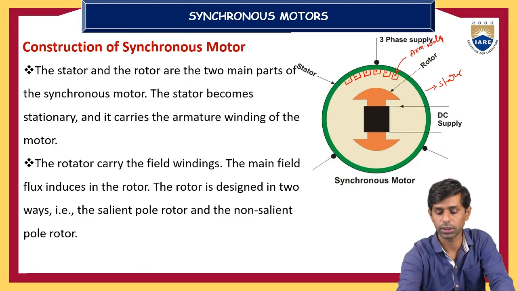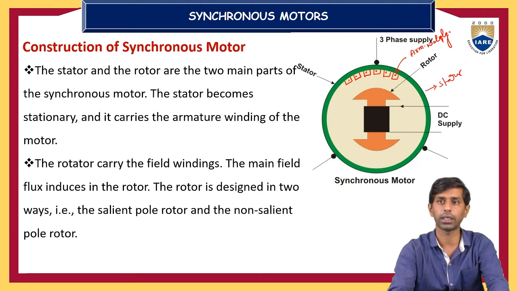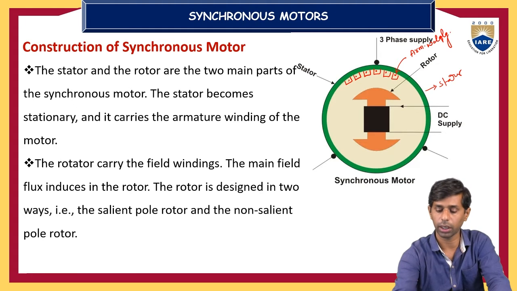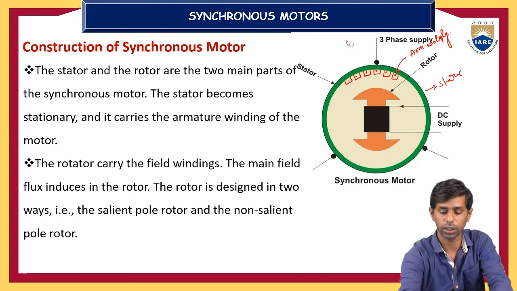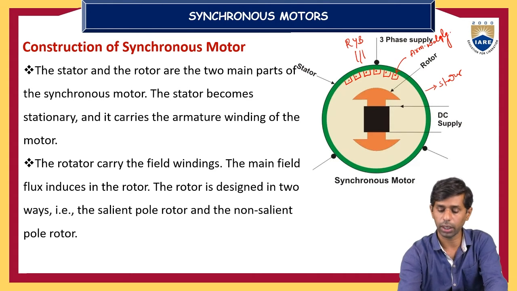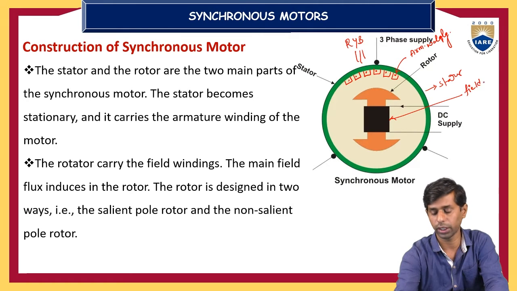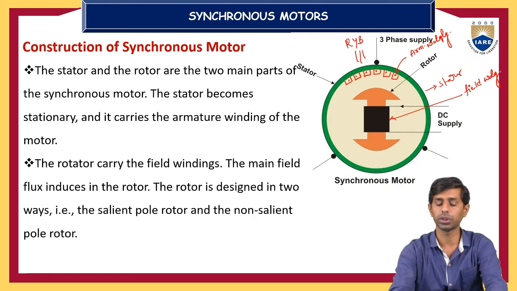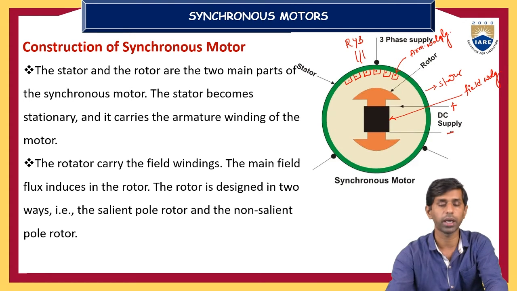The armature winding is held in the slots of the stator, and this stator will be connected to a three-phase AC supply with R, Y, B phase sequence, whether the winding is star connected or delta connected. The rotor may be of a projecting pole type or a non-projecting pole type. Generally we prefer the projecting pole, that is the salient pole type of rotor, and the rotor contains the field winding. This field winding is excited by a DC supply with plus and minus polarity.